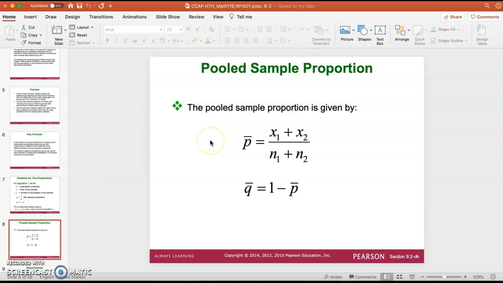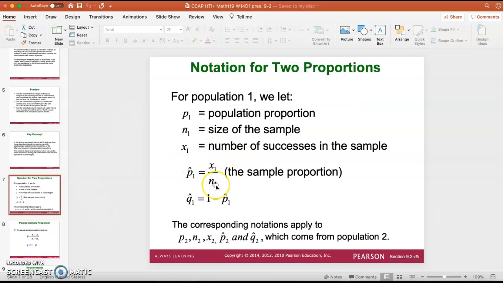Now, something that we'll use in this section that's new is called a pooled sample proportion, which is found a little differently. You find p bar, that pooled sample proportion, by taking the number of successes from the two populations, adding them up, and then dividing by the sum of the two sample sizes. Then, a similar idea, to find q bar, you just do 1 minus p bar. So notice a subtle difference, this is now p bar for the pooled sample proportion, rather than p hat.